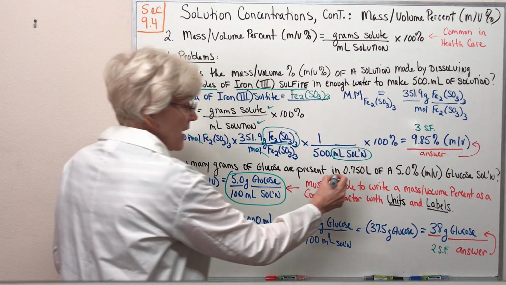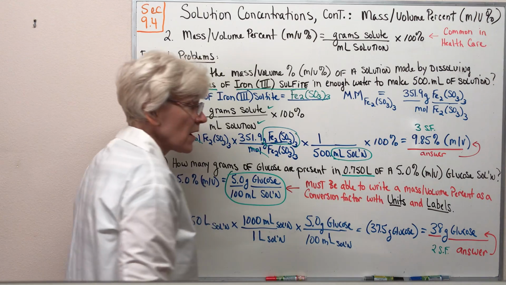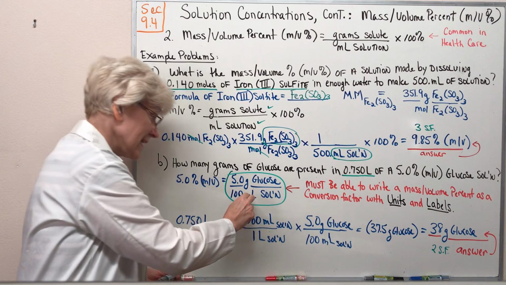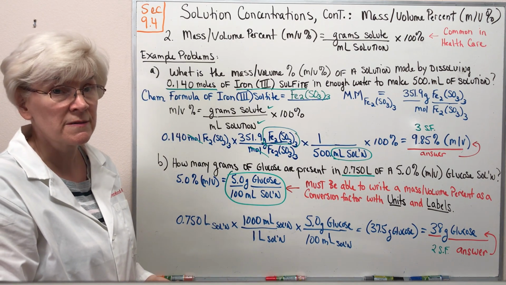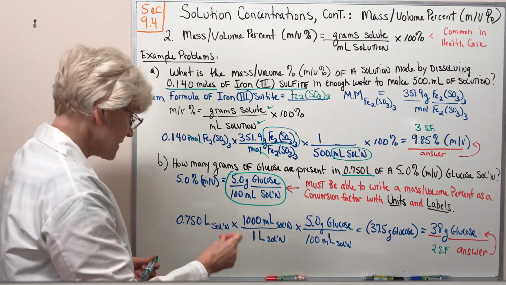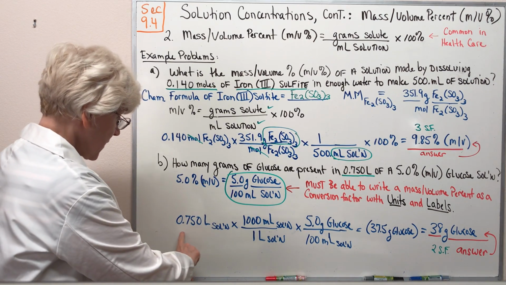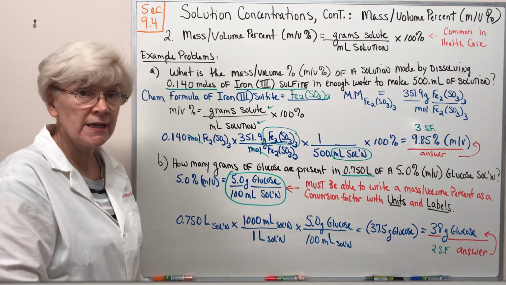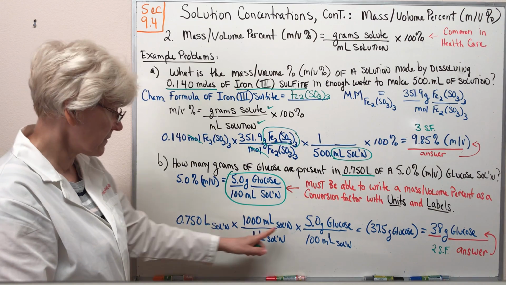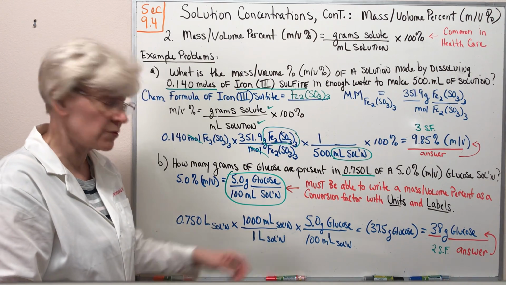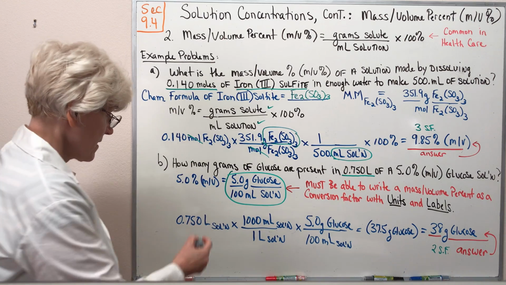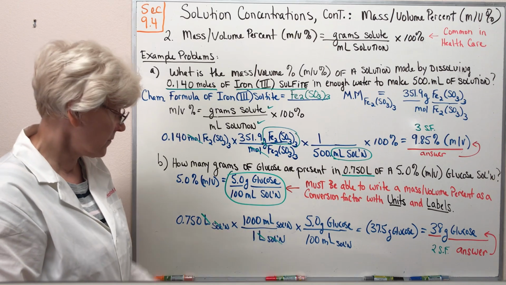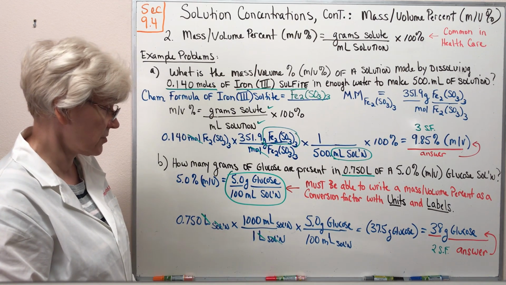We're told that we have 0.750 liters of solution, but our mass volume percent has milliliters of solution. So dimensional analysis skills come right into play here. We're going to take the 0.750 liters of solution and convert it into milliliters. Notice that I'm labeling that I'm talking about the total volume of solution here. Looking at the dimensional analysis, the liters of solution cancel, and we are left with milliliters of solution.